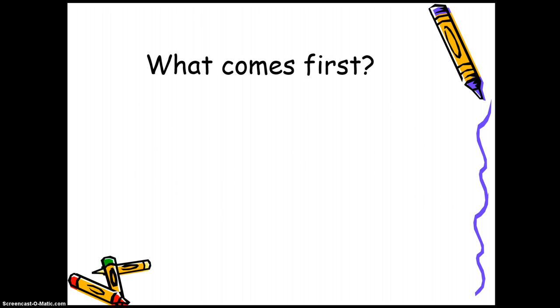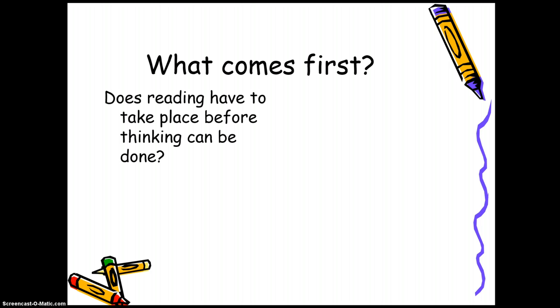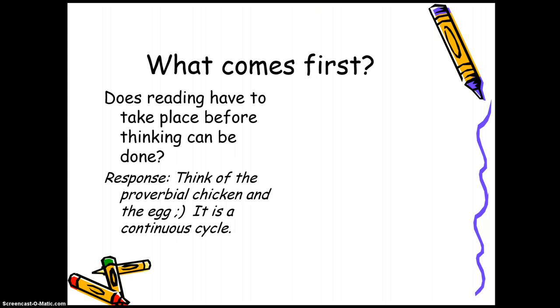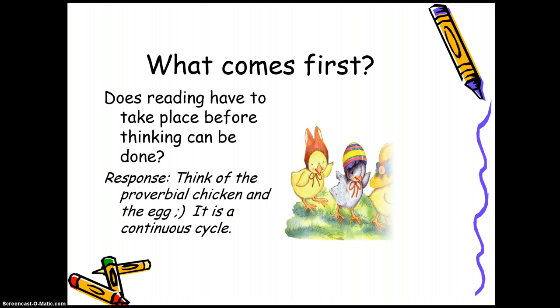What comes first? Is it critical reading or is it critical thinking? Does reading have to take place before thinking can be done? Think of the proverbial chicken and the egg. It is a continuous cycle, so there's not one starting point and stopping point. We need to understand a text before we can evaluate it.